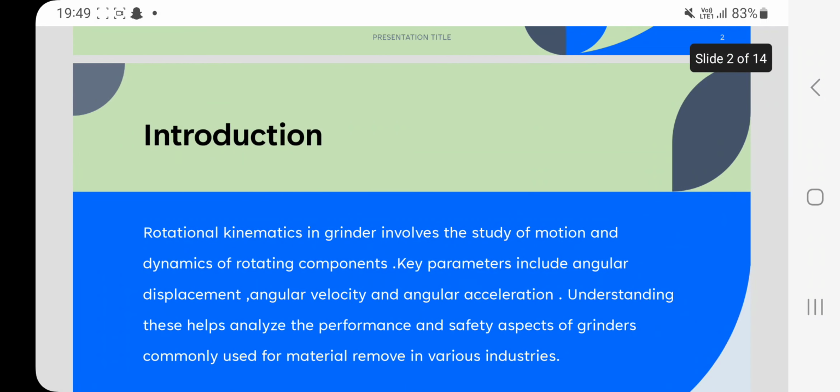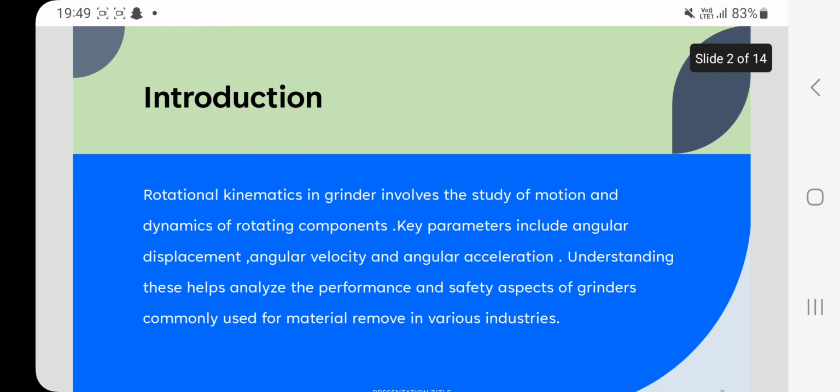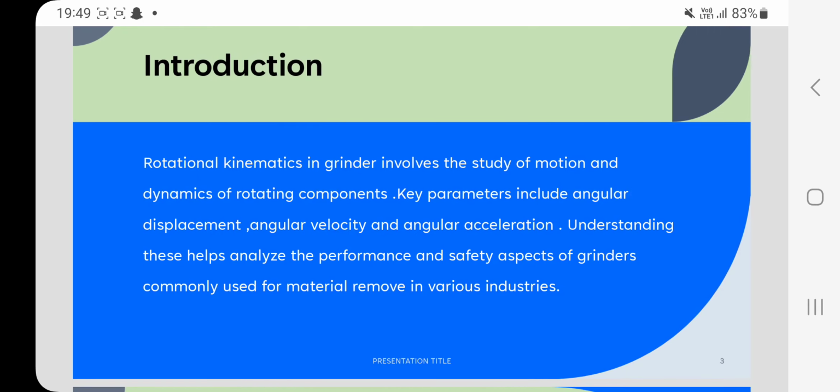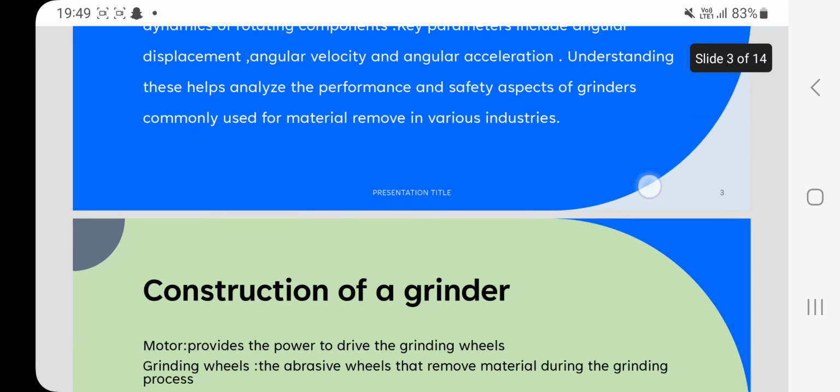Rotational kinematics in grinder involves the study of motion and dynamics of rotating components. Key parameters include angular displacement, angular velocity, and angular acceleration. Understanding these helps analyze the performance and safety aspects of grinders commonly used for material removal in various industries.